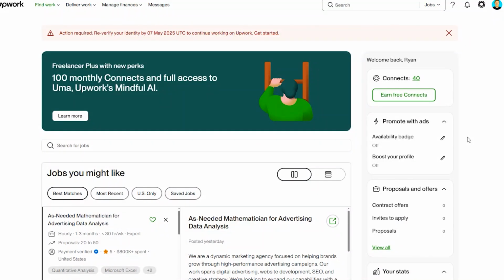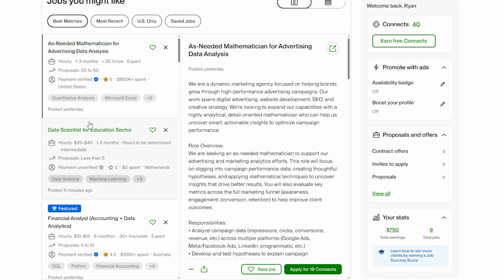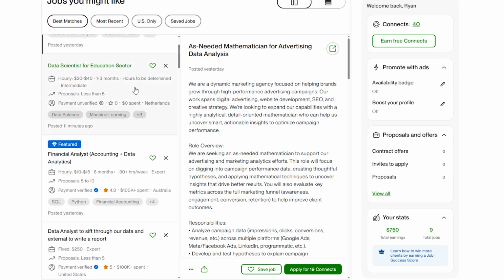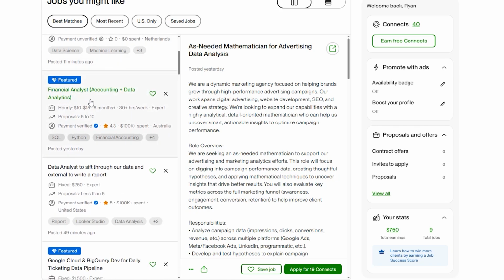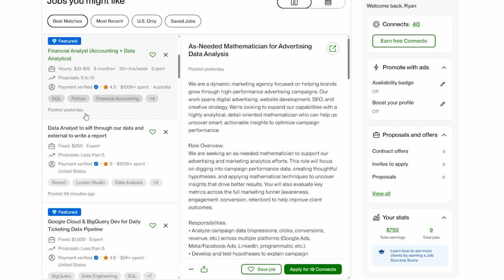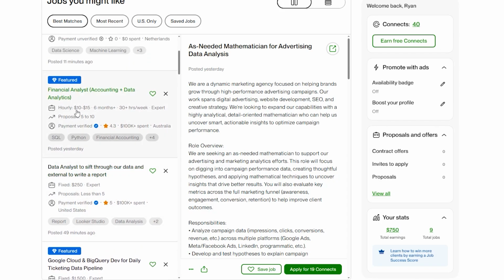All right, so I'm here on Upwork, and I'm just going to quickly go through some of the things. First, I need to re-verify my identity. Obviously, I haven't used the platform in a very long time. No big deal on that. I'll re-verify before I start applying to jobs. Down below, I believe these are just jobs that are recommended to me. It talks about a mathematician for advertising data analysis, data scientist for education, financial analyst, accounting data, etc. Some of these are kind of low prices, $10 to $15 an hour.